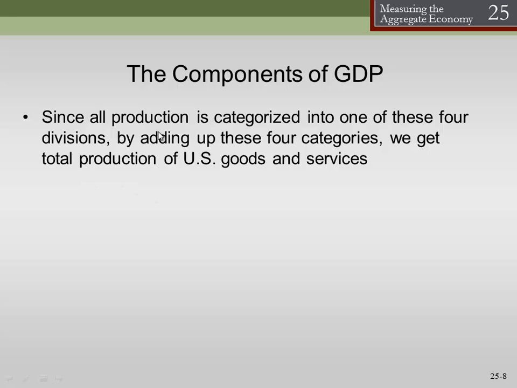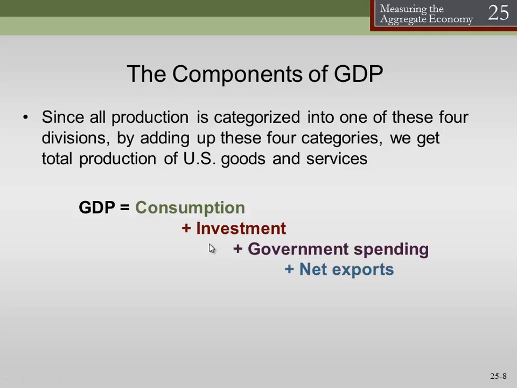Since all production is categorized into one of these four divisions, by adding up these four categories, we get total production of goods in the U.S. So GDP equals consumption plus investment plus government spending plus net exports. So GDP equals C plus I plus G plus net exports.